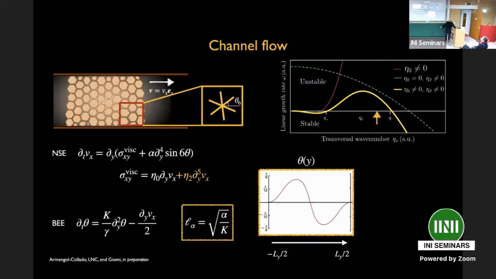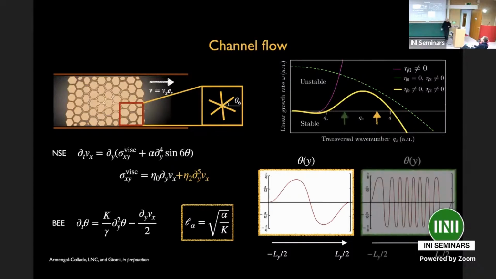However, if you consider now a larger channel, the critical size of the instability remains the same, because it's independent from the size of the system. So this means that the wave number where the system would go unstable is always that one. It's not anymore the size of the system. So it does not matter if you consider a larger channel. And in this case, you can actually observe a serial modulation of the theta profile.